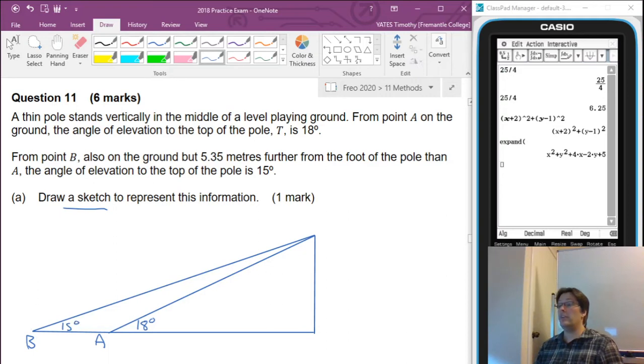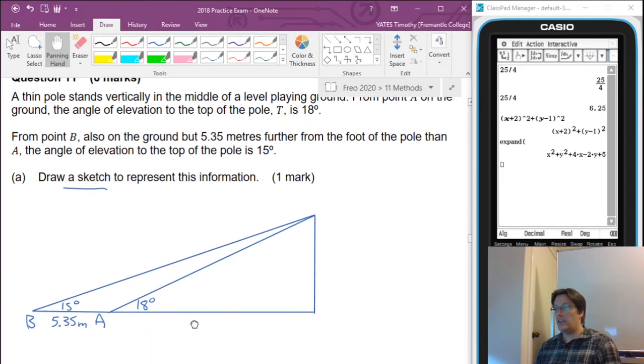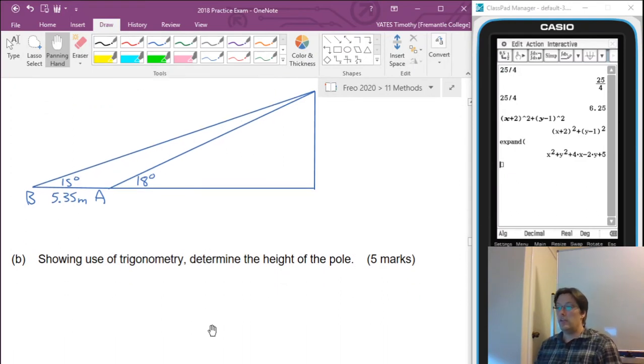So there we have it. We've got 15 degrees there, 18 degrees there, and we've got a distance of 5.35 meters, and that is our sketch. So we've just got that information and we've accurately drawn this sketch. Now, showing use of trigonometry, determine the height of the pole.